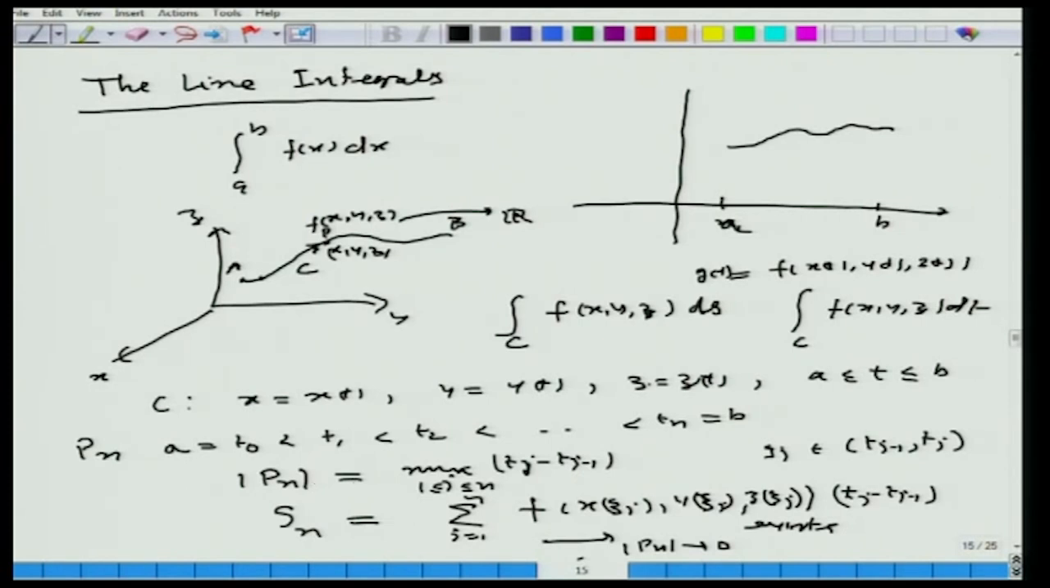We want this maximum length to go to 0 so that we do not partition only certain intervals and leave the others. We should partition all the sub intervals so that the maximum length goes to 0. Under that condition, if the limit of this sum exists, we say that this line integral exists. The x, y, z are functions of t here, and this integral of f(x, y, z) dt is defined as the limit of this sum.